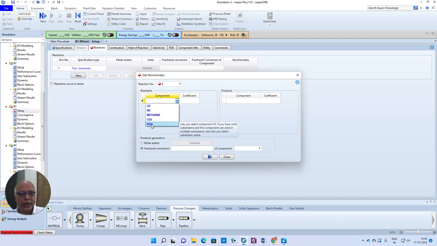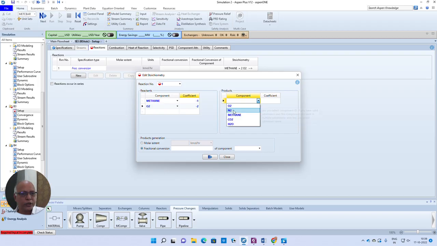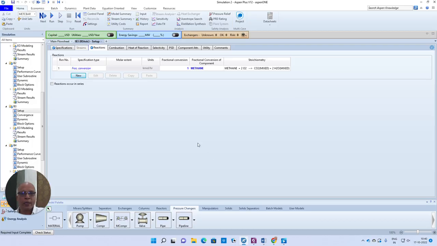So you know methane coefficient is 1 reacting with oxygen. So you require for every mole of methane 2 moles of oxygen. And the combustion products are CO2, which is 1, water also 2. So fractional conversion is 100% with respect to methane because this is the limiting reactant in this problem. So we have defined this and all the required input is complete. So we should be in a position to run the problem.